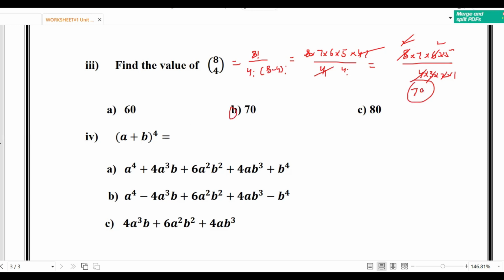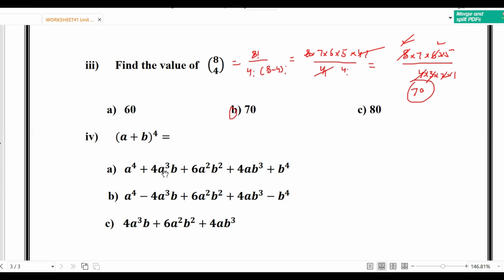And you can check it on the calculator as well. Here, the first value is 8. So write 8, then press shift and the button which brings you C, and then write 4. After this, press the equal sign and you will get 70 as well. So on the calculator you can check as well.